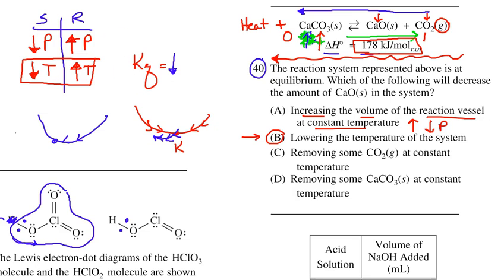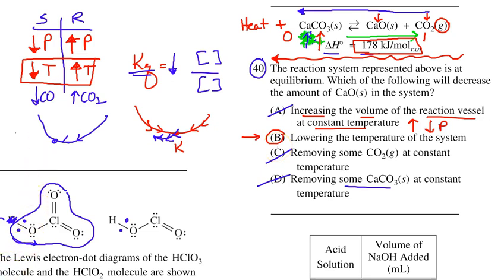Now, if you go back to the other wrong ways, removing some CO2. If I decrease CO2, the reaction is going to shift to make more CO2, and it would have to shift and be more spontaneous in this way to make more CO2. And that, of course, is incorrect. And removing some calcium carbonate would have no effect because K is dependent upon concentrations of gases, not solids. Equilibrium is based on the concentration of the products over the reactants, and solids and liquids do not apply, so there'd be no effect for D. 40 is B.